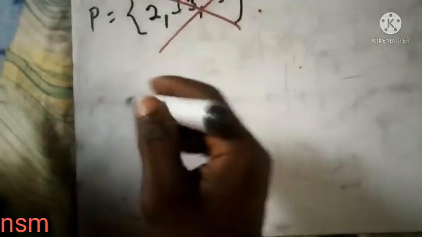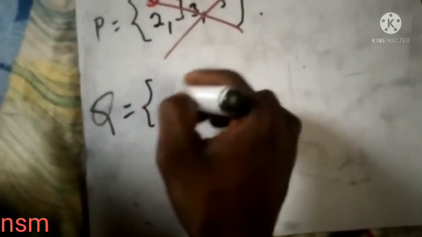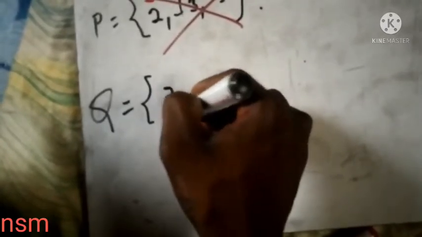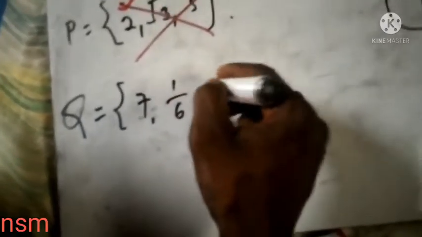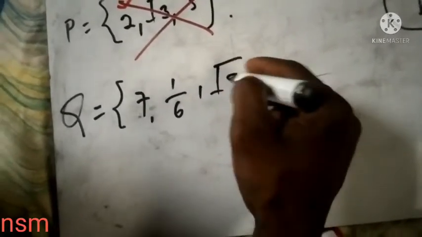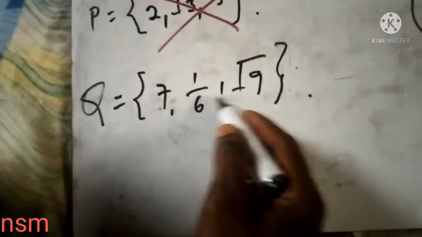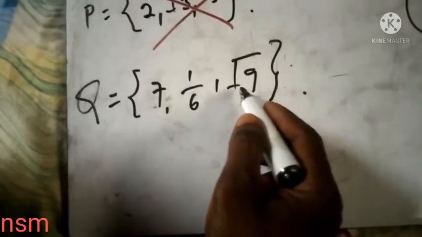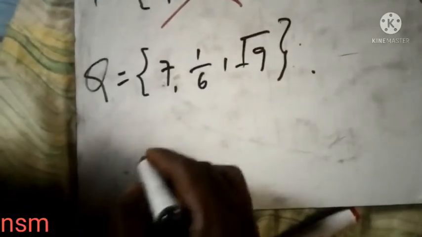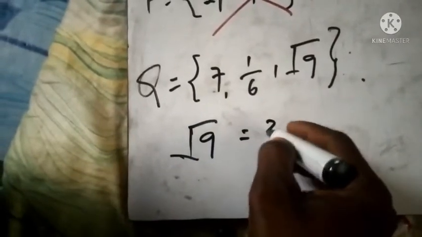So the second set is a set of q, equal to 7, and then 1 over 6, and then root 9. Is that okay? Root 9. So this one, the first one, you know already, and then the second one is also obvious. What about the third one? So I'm having a root 9. Is that okay? Square root of 9. This is equal to 3.